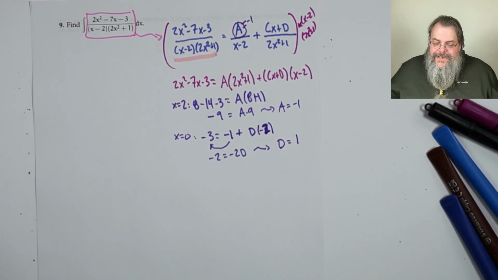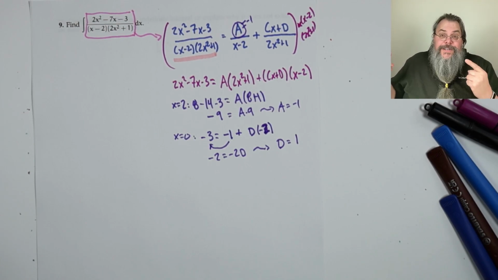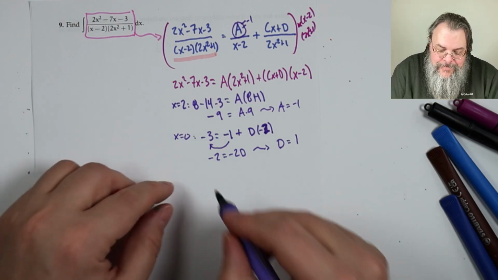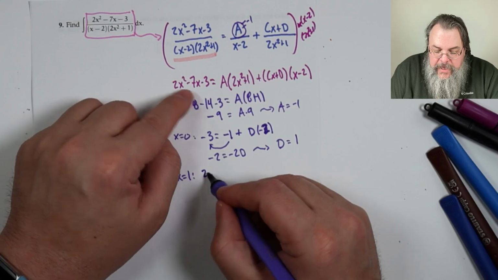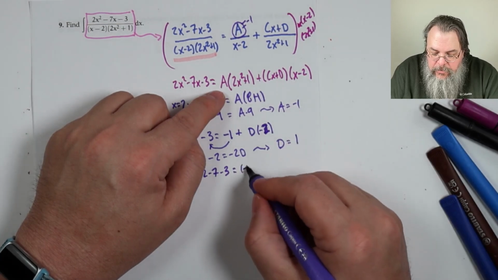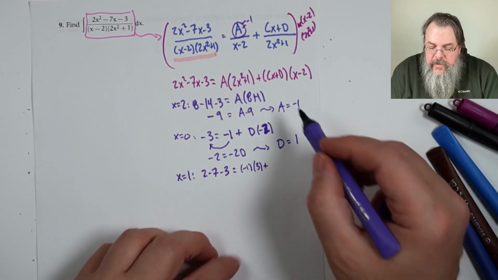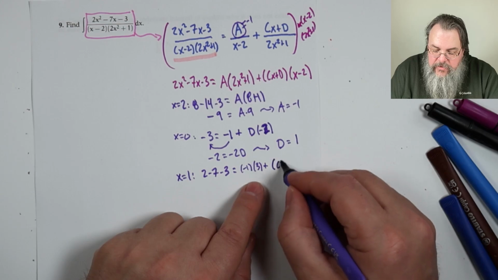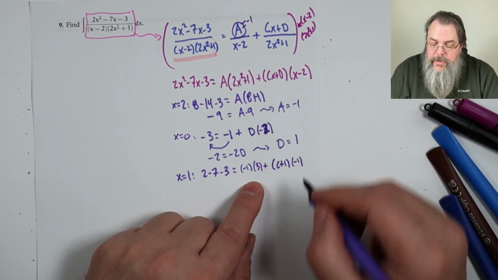You might say, joke's on you, Steve, you've run out of good choices. But I don't really care at this point. I just need one more. I can just plug in any convenient number. How about 1? Sure, why not? So here we go: 2 minus 7 minus 3 is equal to a, which is negative 1, times 2 plus 1, which is 3, plus, we don't know c, so it's c plus d, which becomes c plus 1, because we do know d equals 1, times 1 minus 2, which is minus 1.